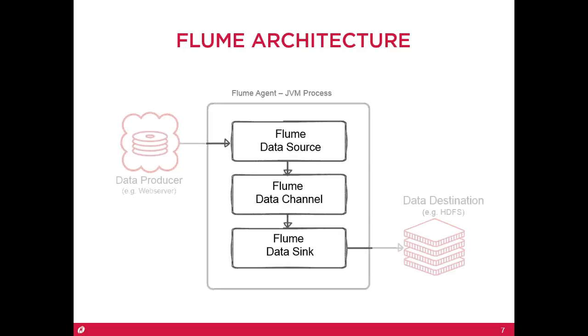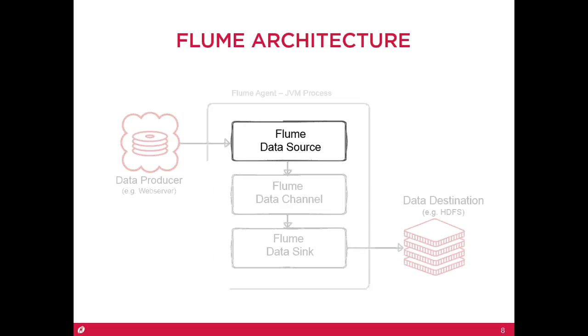Now, Flume itself consists of three key components, and those components are the Flume data source, the Flume data channel, and the Flume data sink. And these three components make up what's known as the Flume agent, which itself is a Java process. Starting with the Flume data source, the data source represents the component of the Flume agent that interfaces with the data producer. It acts as an entry point for new data into the Flume agent.